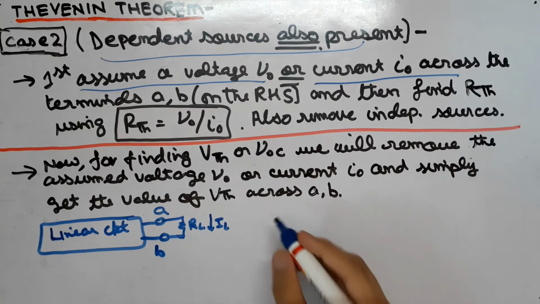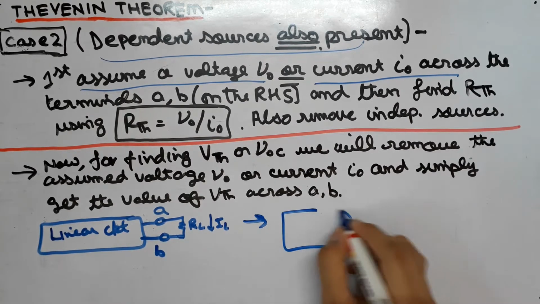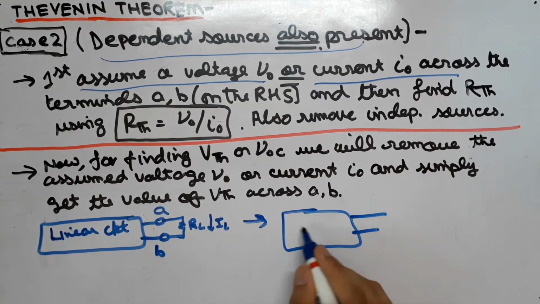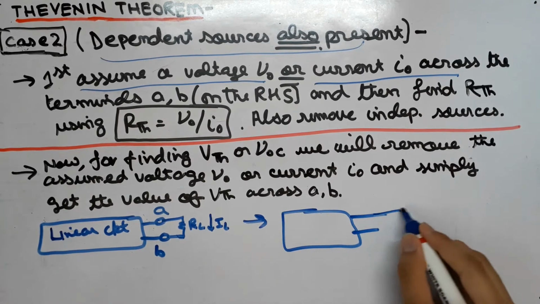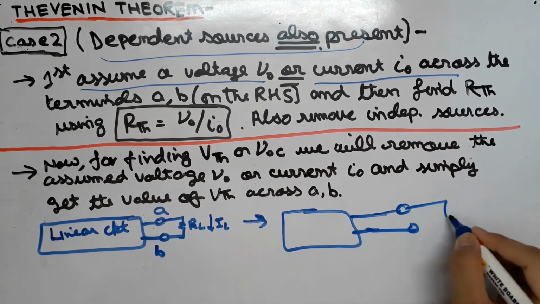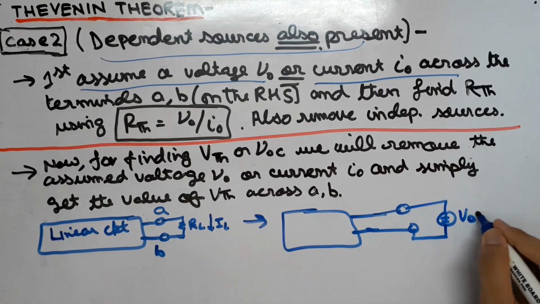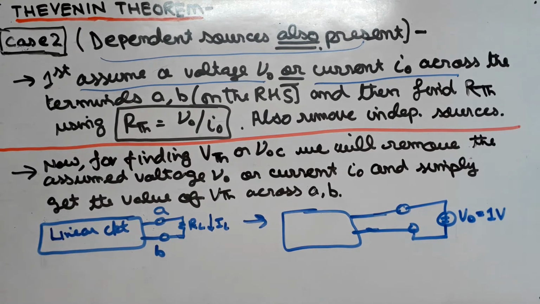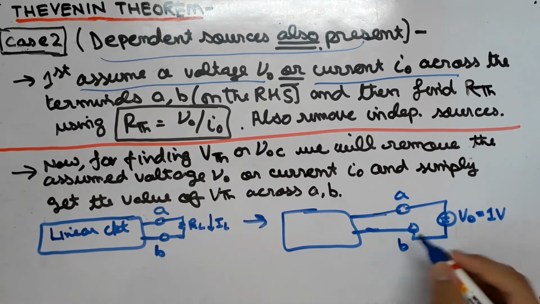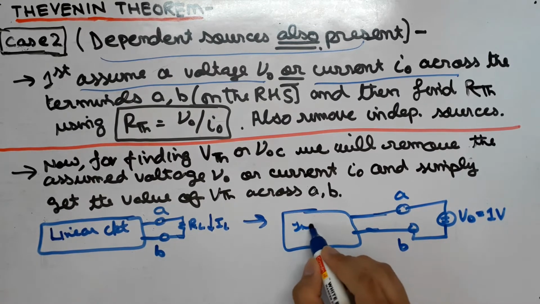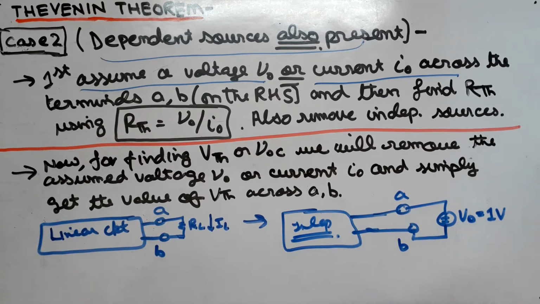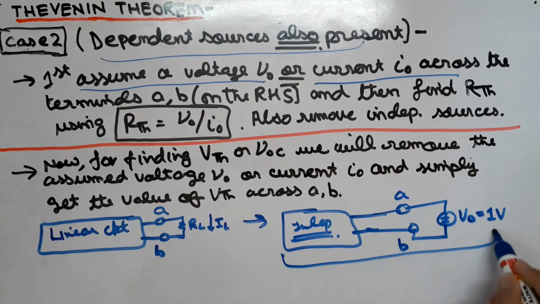That is over here. We will remove this part and we will consider a voltage V0 or I0 while finding RTH. That is, we will write this circuit with all the independent sources turned off, and here we will add, let's say, a voltage V0 which we have assumed to be 1 volt. These are the terminals A and B. The independent sources all are turned off in this circuit. Now this circuit will be used to find the value of RTH.